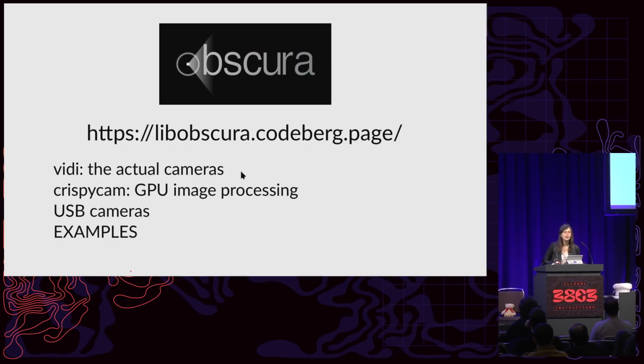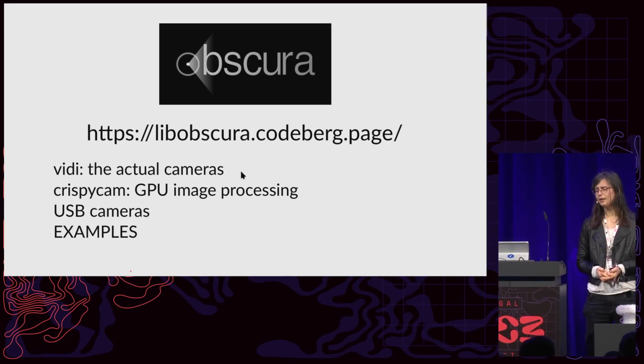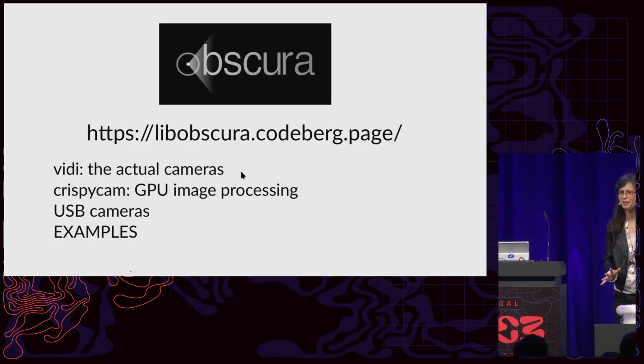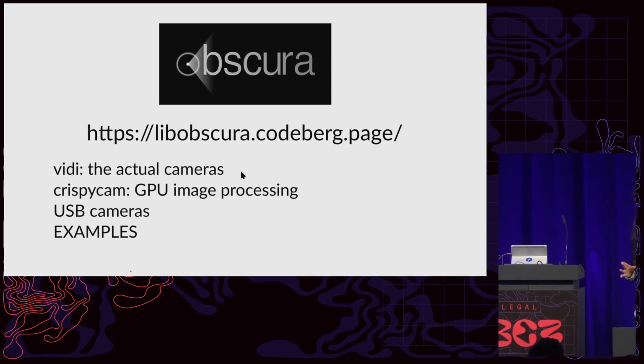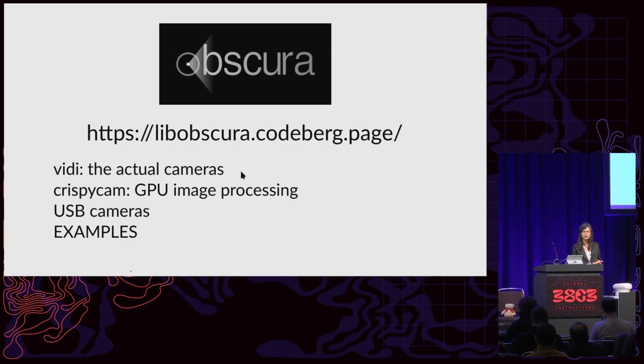That's where we are with libobscura right now. Right now, it only supports USB cameras, and it has some examples and documentation, but I'm under no impression that it's good. I tried my best, but I'm not the best person to write documentation, but I'm trying hard. The architecture is actually split into two pieces with a lot of supporting libraries. VD is the actual camera library. It manages everything about video for Linux. And CrispyCam is the one which contains the GPU processing algorithms.